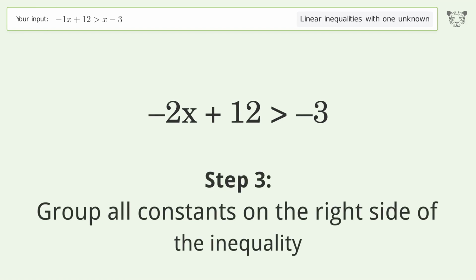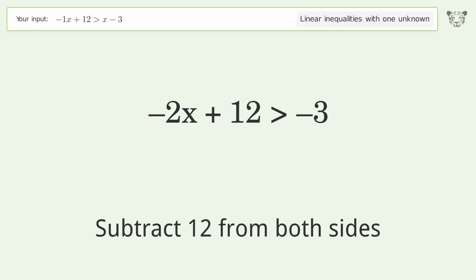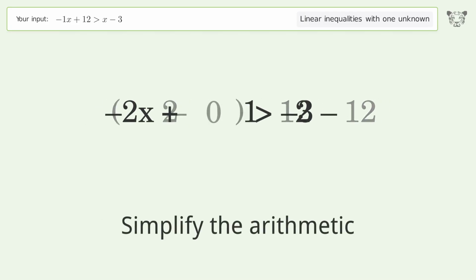Group all constants on the right side of the inequality. Subtract 12 from both sides. Simplify the arithmetic.